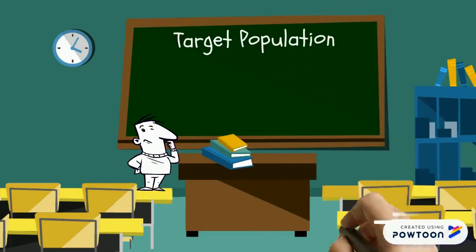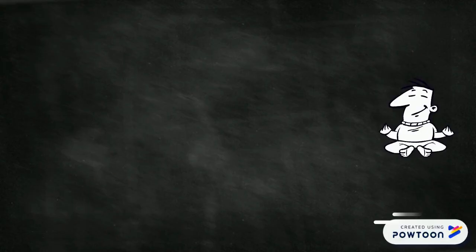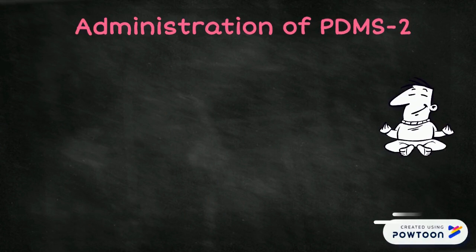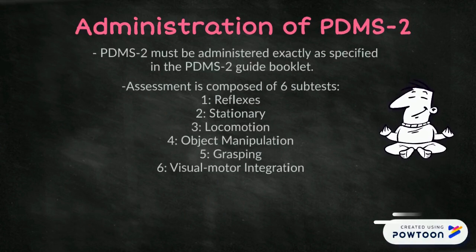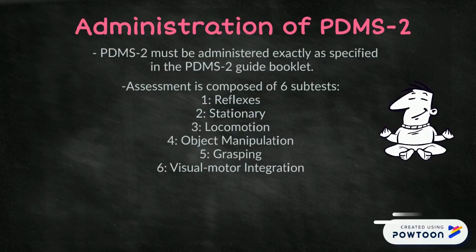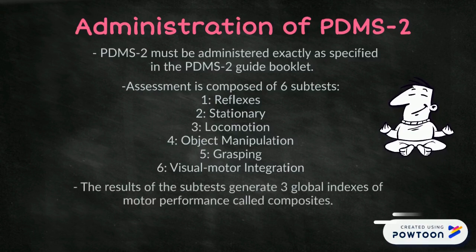The population for the PDMS2 is ages 0 through 6. It is mostly used in outpatient and school-based settings, but can be used in all pediatric settings. Kids are so cute. It must be administered exactly, I repeat, exactly as specified in the booklet. I talked to my pal Julia about this, and she mentioned she had a tough time sticking to the script.